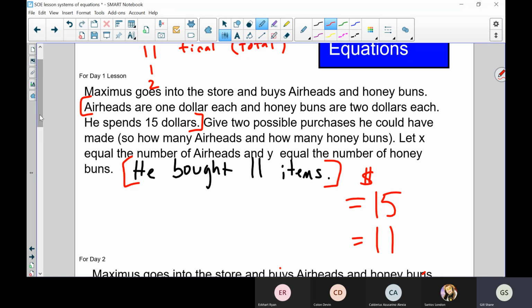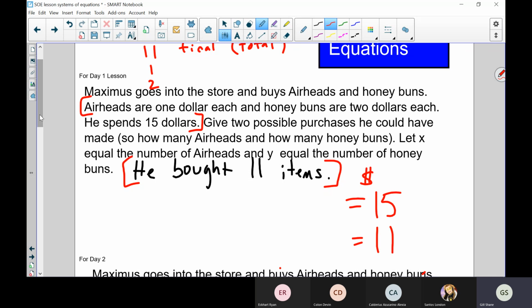What other numbers are about money? How much does it cost? Honey buns are $2. $2, right? What else? Airheads are $1.